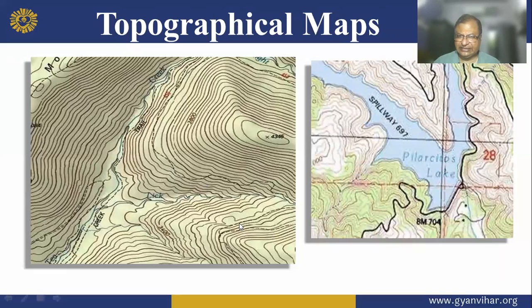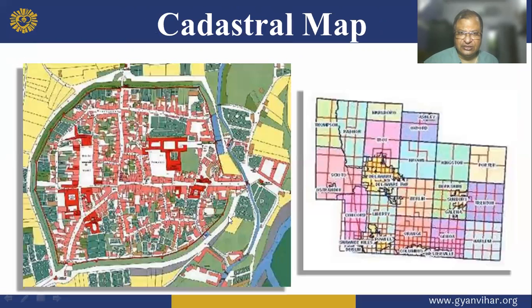If you are working in a deep forest, then you will construct a topographical map like this. And if you are working in the city, then you will make a cadastral map. A cadastral map is very important. It will give you all the information: how many houses, where a road turns, how much is irrigated land, how much is waste land. Entire all the things are shown.